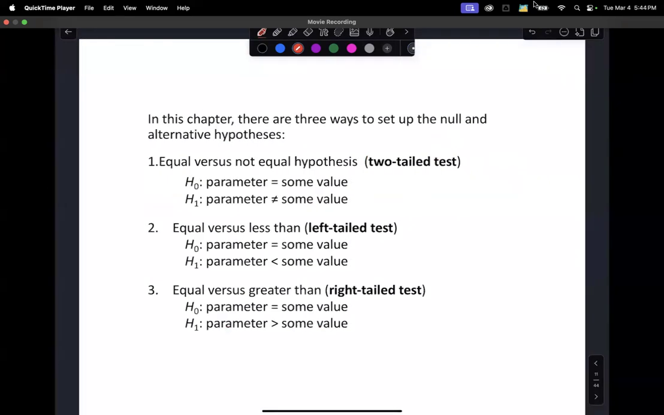Okay. So this is an important sheet. This is an important page. If you tab your pages, this is important. So there are three ways we can set up a null hypothesis, or a hypothesis test. The null hypothesis will always have an equal sign. Notice it's always equal. The null hypothesis always has an equal sign. If it's a two-tailed test, you'll see the word different.